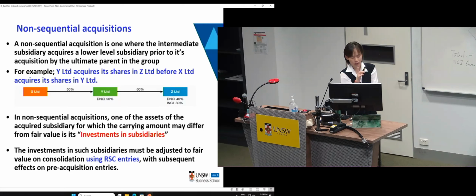Okay. Now this will make these worksheet entries a bit more complicated because this is going to affect your pre-acquisition entry as well. Because the pre-acquisition entry is prepared originally based on the cost, right? But you guys don't worry about that too much. Okay. So we focus on sequential acquisition at this stage. But if you're interested, you can have a look at the textbook. There are some more examples.